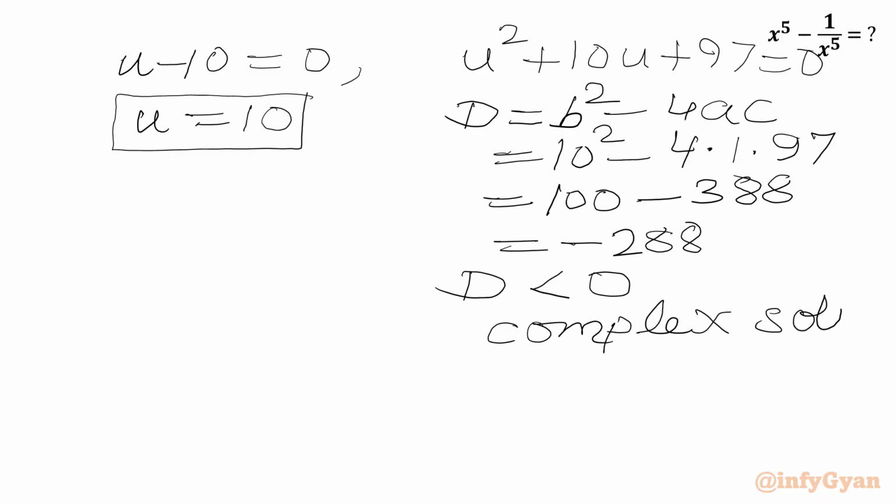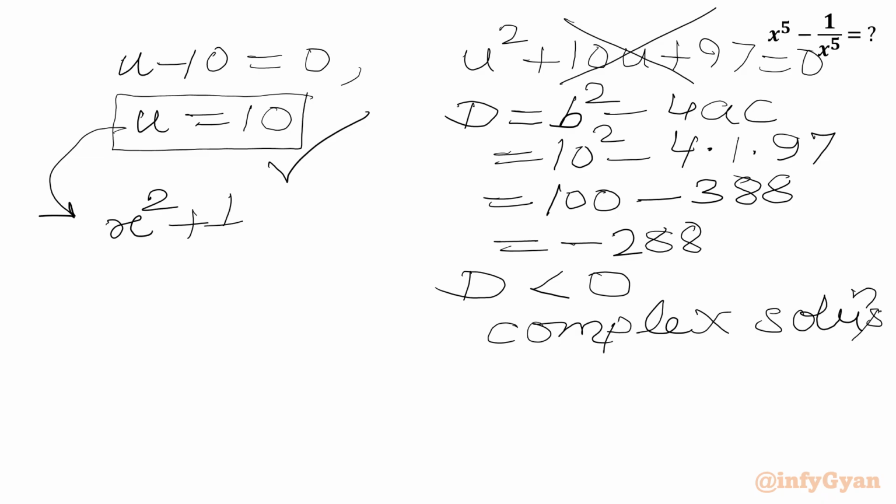So we can reject this quadratic equation, reject it. So the accepted u would be u equal to 10. Now u was our substitution, if you remember: x square plus 1 over x square. Let me write here x square plus 1 over x square, this is equal to 10.